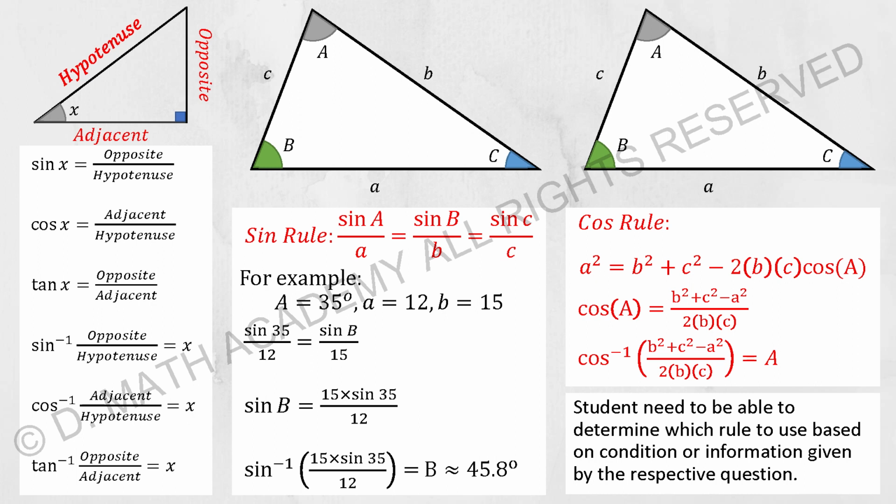Okay, so sine equals opposite over hypotenuse, cosine equals adjacent over hypotenuse, and tangent equals opposite over adjacent. Normally we memorize it using SOHCAHTOA, which is SOH, CAH, and TOA.